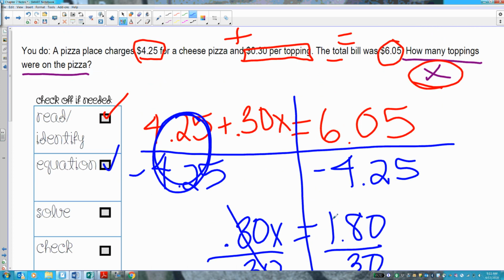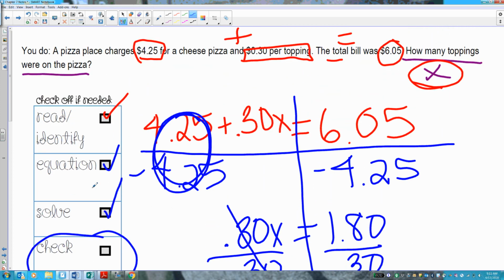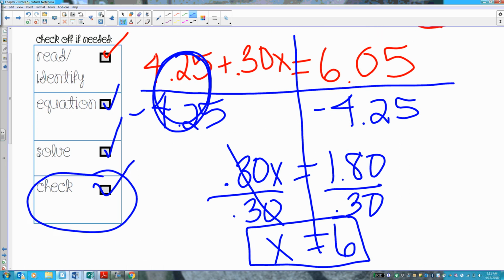Let's see. So it's asking, so I solved it. Now I need to check it. So it's asked how many toppings are on my pizza? Yeah, six toppings, pretty realistic. It's a lot of toppings, but it could happen. So I did my last step of check.